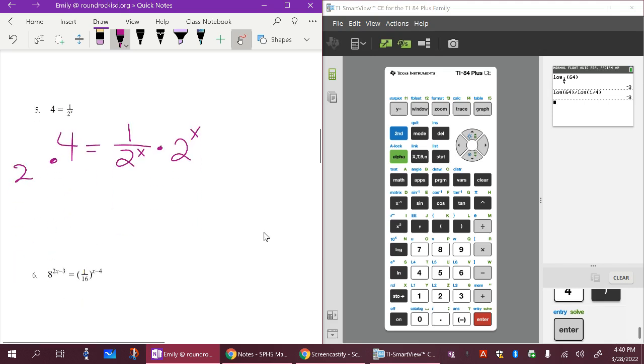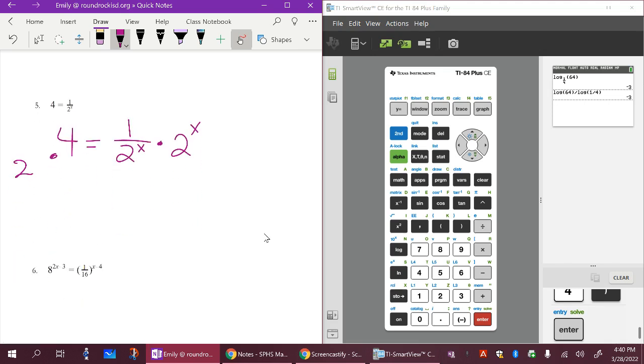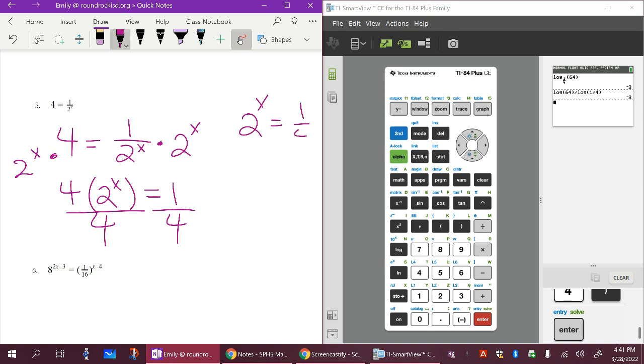Too close to the edge of the screen. Okay. There we go. Divide by 4. So 2 to the x equals 1/4.